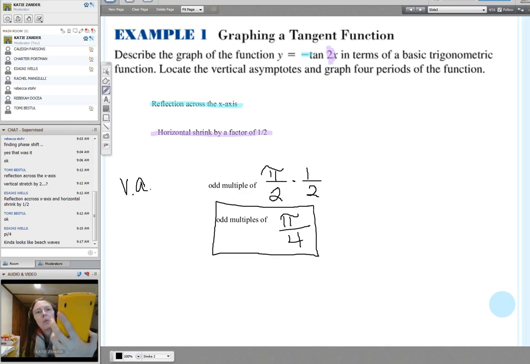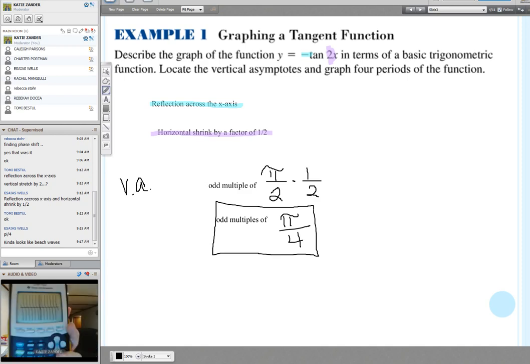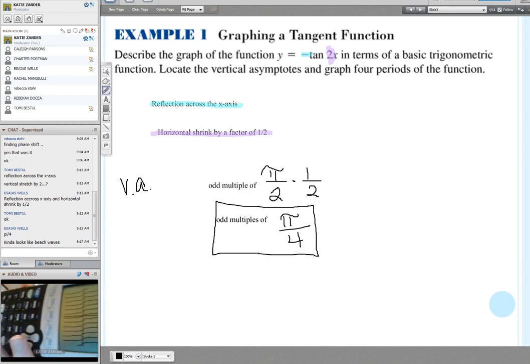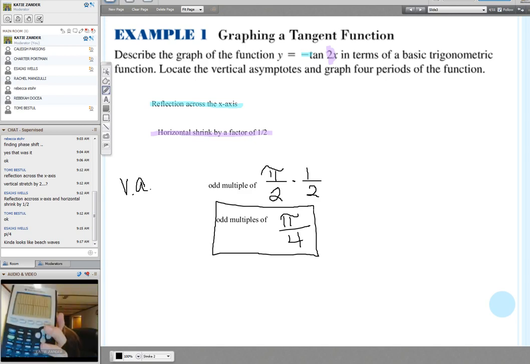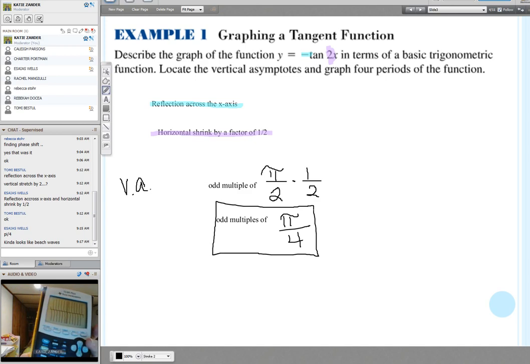It does kind of look like beach waves. Sideways, I guess if I were to flip it, it looks more like it. But yeah, coming into shore, if you're standing off on a pier or something. All right, so then there you can actually see your odd multiples of pi over 4 for the vertical asymptotes that separate those waves.